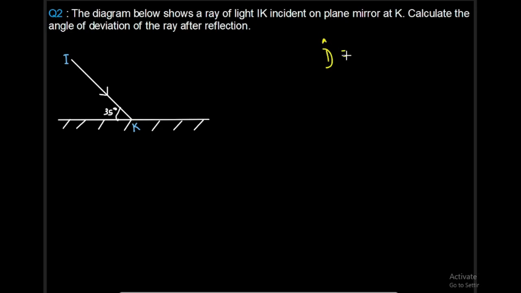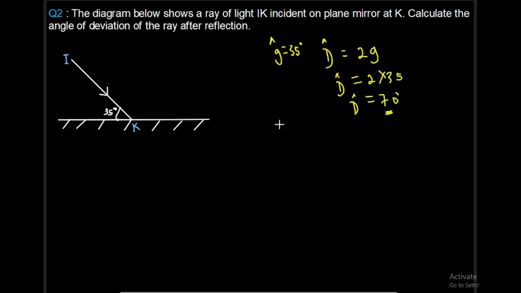Now in this question you discover that they gave you the glance angle. Don't forget the angle of glance is the angle the incident ray makes with the plane surface. So they give us the angle of glance to be 35 degrees. So the angle of deviation, which is equal to 2 times the glance angle, will be 2 times 35 degrees. 2 multiplied by 35 is 70 degrees. So that is the angle of deviation.